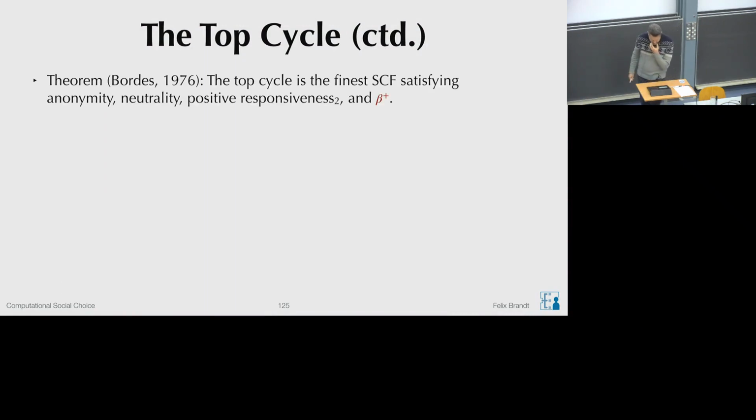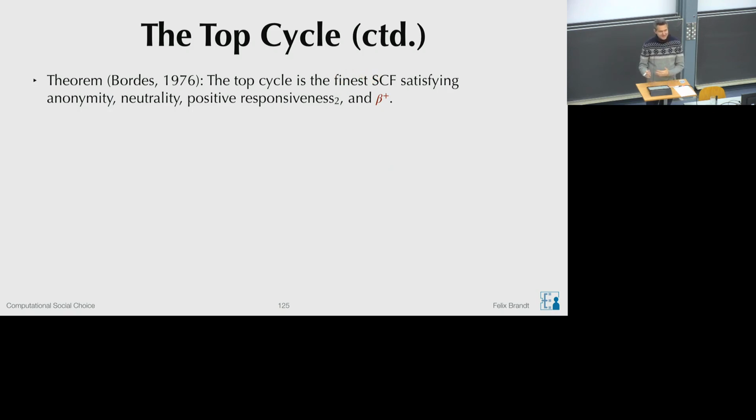So the main result for today's lecture is to show that the top cycle is the finest social choice function satisfying anonymity, neutrality, positive responsiveness, and beta plus. Okay, so again, the first three conditions only make sure that on pairs we are doing majority rule by invoking May's theorem. Essentially, this is almost like a single axiom characterization, because apart from the majority rule part, we only need beta plus and this obscure finest thing.